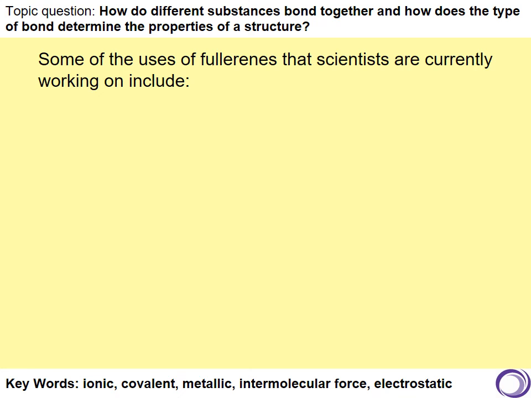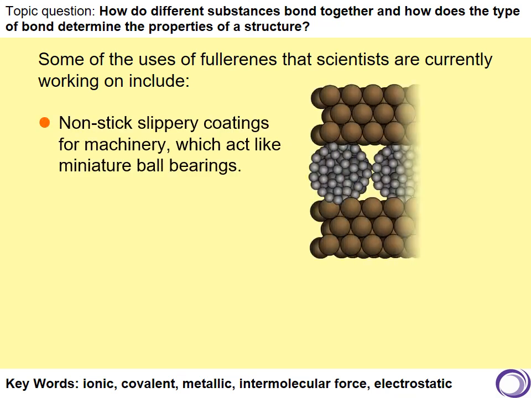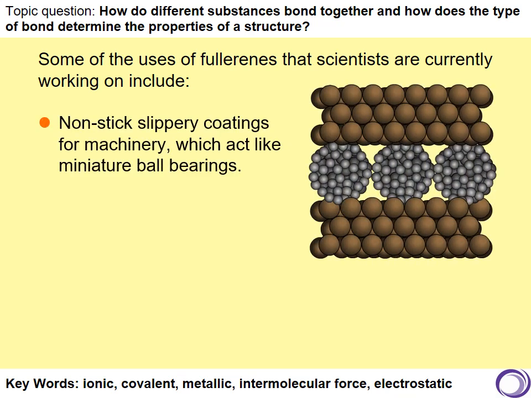Fullerenes are a really exciting area of science that's currently having lots and lots of research in. Scientists believe there will be many, many uses for fullerenes, and here are some of the ones that they've come up with already. So, they use them to make non-stick slippery coatings for machines. Fullerenes are round like balls, so they will roll, which makes them good for lubricating things.